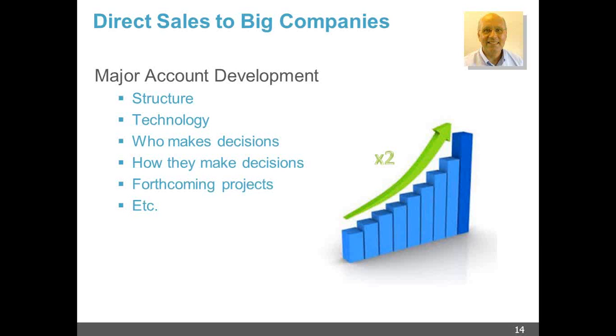So we proposed a service to profile these major accounts so that we can know which of the accounts represents the best opportunity. It saved time on prospecting. The sales team became more productive because they were focusing on the very best opportunities. So we looked for these particular accounts. We looked at the structure of the organization. We looked at the technology installed. We looked at who makes decisions, how they make decisions, forthcoming projects.